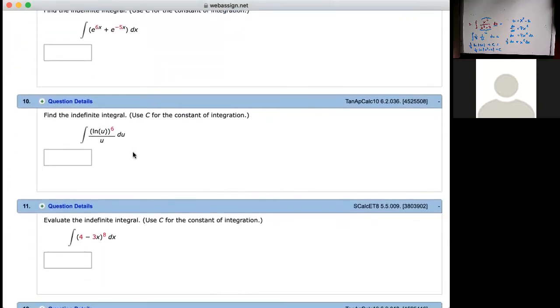Okay, problem 10. You can see with u-substitution, we can actually do some pretty complex problems here. I might take number 10 and see if we can do that on the whiteboard. It's got a lot of stuff going on. So we're taking the antiderivative of natural log u to the 6th over u du. Oh, thanks WebAssign for using the variable that we usually reserve for substitution. Okay, so let's switch back here to the whiteboard.